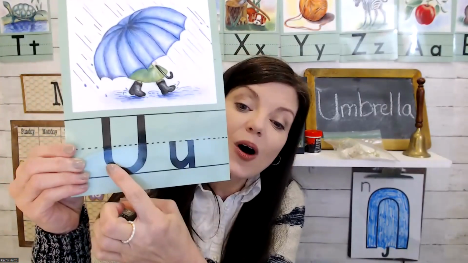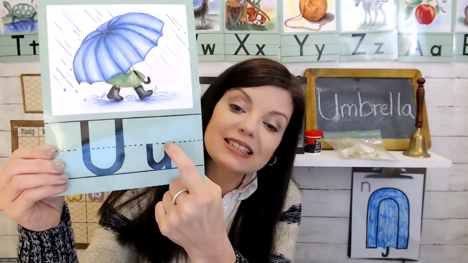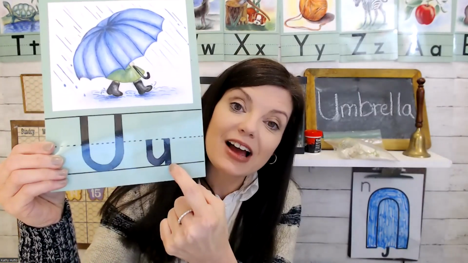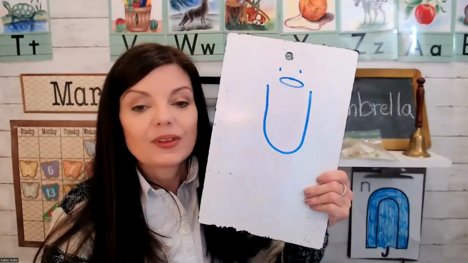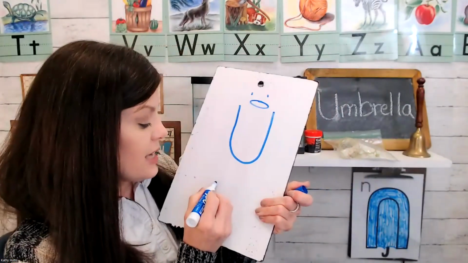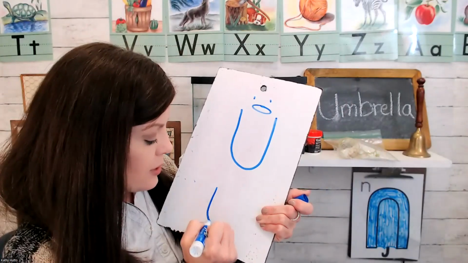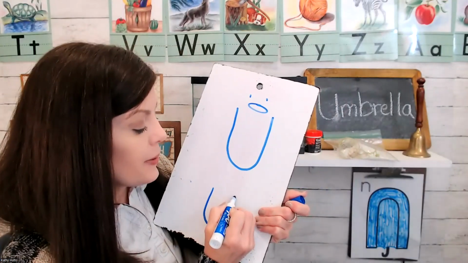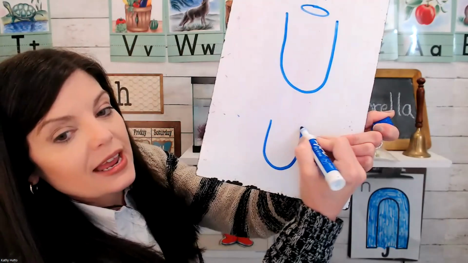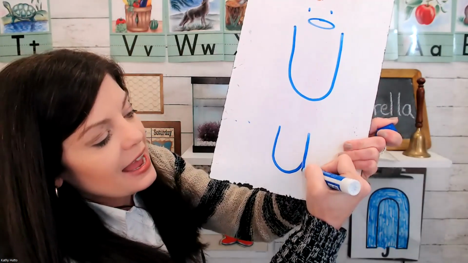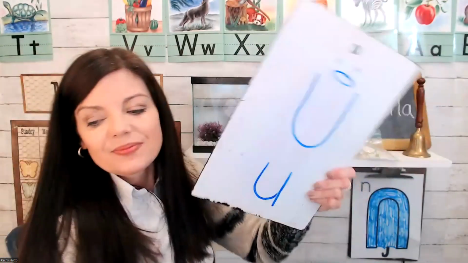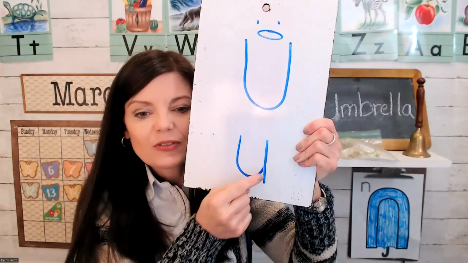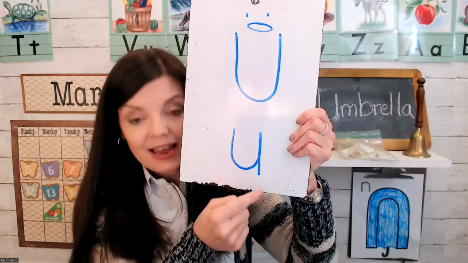Well, I want to show you the little letter U. Little letter U looks almost like big U, but you can see there's a line that comes straight down right here. So let's try to make a little U. We're going to start at the top, go down and curve around, back up, and then straight back down like that. Down, curve around, up, and down.